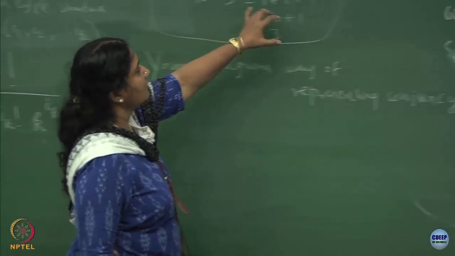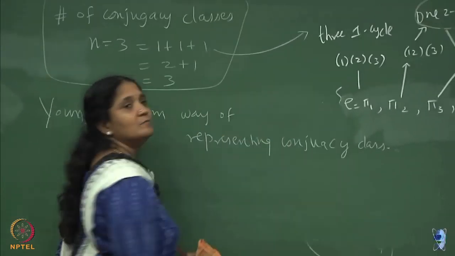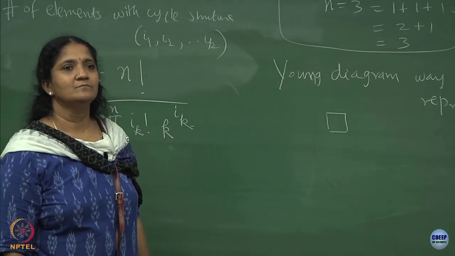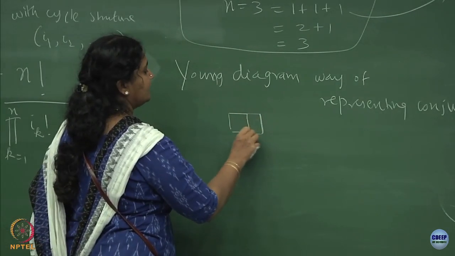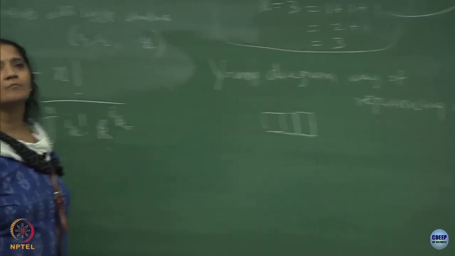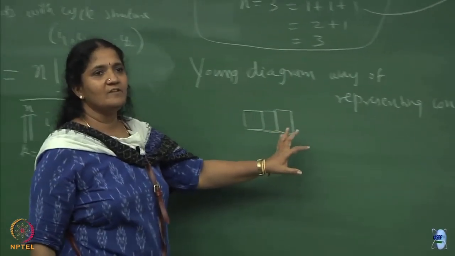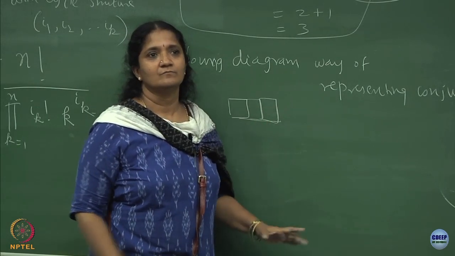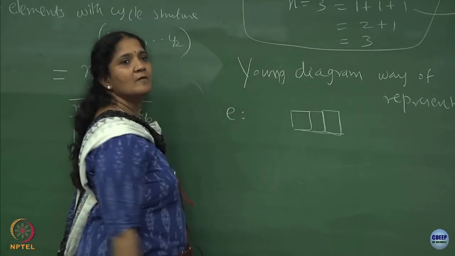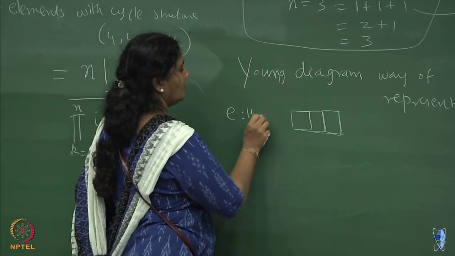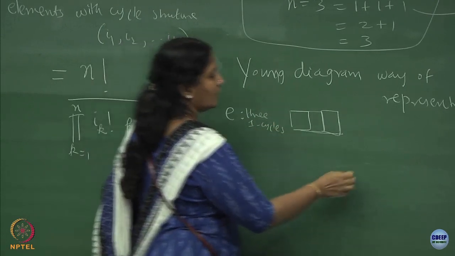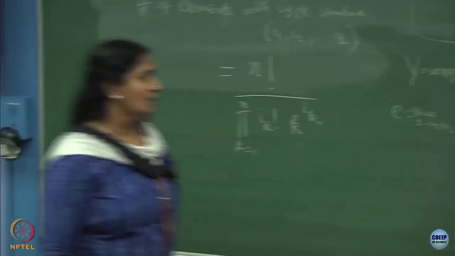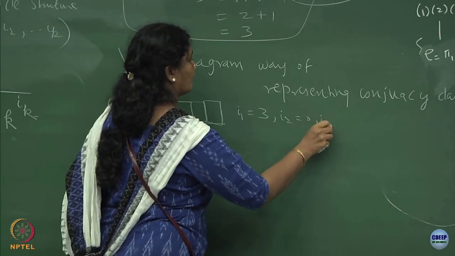So, this partitioning, as we know, is nothing but 3 1 cycles. For every 1 cycle, I am going to use a single box, ok. 3 1 cycles means I will attach to it 3 boxes. The total number of boxes will always add up to be 3. And 3 single boxes means that it is 3 1 cycles, ok. So, this is your identity element, which is nothing but 3 1 cycles, and in the cycle structure notation, I 1 is 3, the number of 1 cycles is 3, I 2 is 0 and so on.